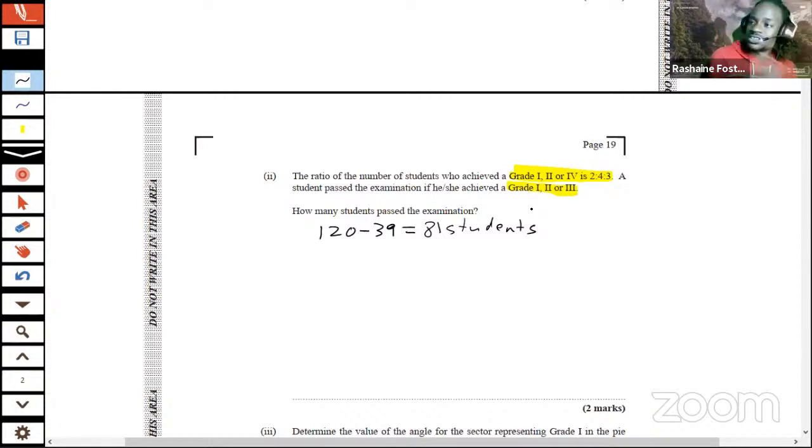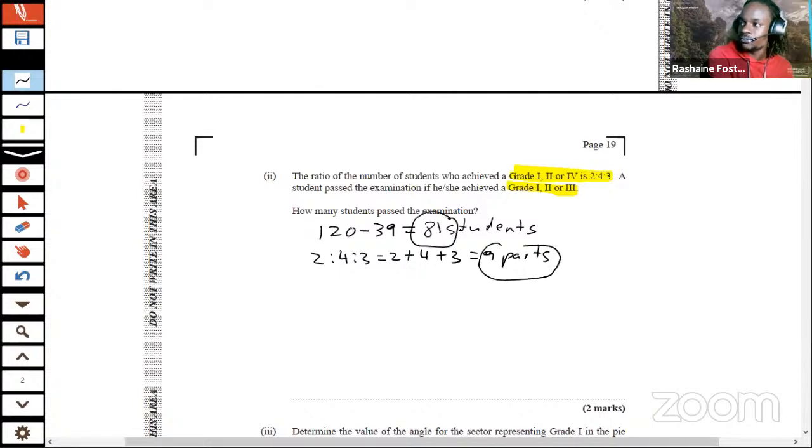What else do we know about grades 1, 2, or 4? We know that it is in the ratio 2 to 4 to 3. And for those students who know about ratio, whenever we get these questions, we always need to figure out the total ratio, the total amount of parts. So when I add these together, I'm going to get 9 parts. So 81 students, 9 parts. Always try to figure out the value of 1 part. So 1 part is 81 divided by 9, which means one part represents 9 students.